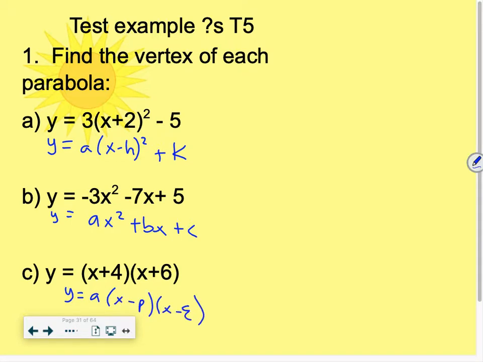So to find the vertex in vertex form, you're basically just looking for the h, k. If I were to change this x plus 2 to x minus a negative 2, and the minus 5 to plus a negative 5, which is just using the definition of subtraction, you can see that the h is negative 2 and the k is negative 5.